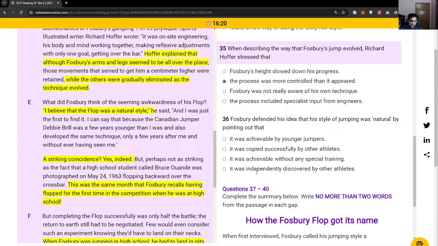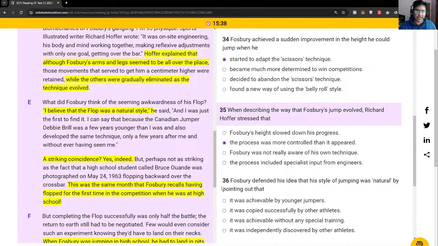It was achievable by younger jumpers. Only a few years after me. It was copied successfully. No, there is no mention of anyone copying it. It was achievable without any special training. There is no mention about that. It is either A or it is D. Which one is it? It is A or D. Okay, let's come back to it later.